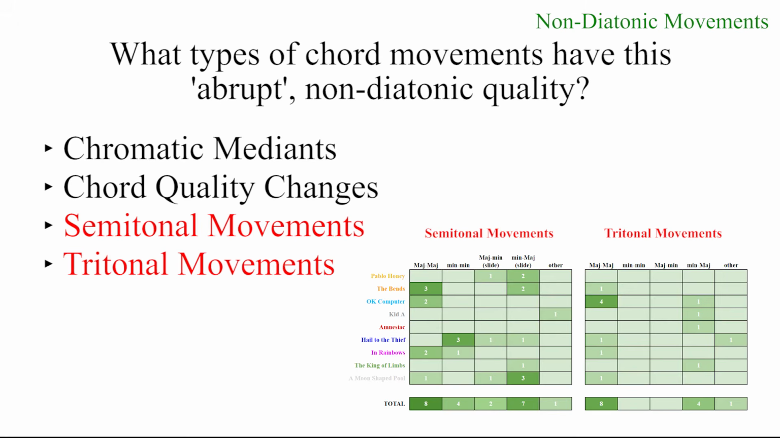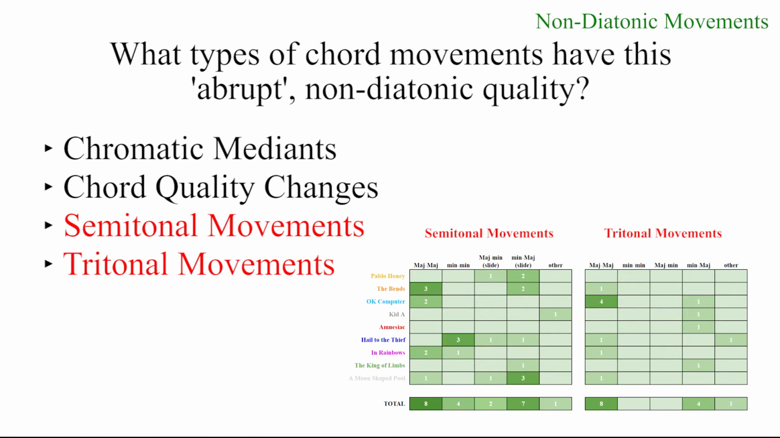Radiohead doesn't use these chord changes quite as much as chromatic mediants or direct chord quality changes, but to use them at all is pretty unconventional in pop music, so they are still a significant factor in Radiohead's aesthetic. There are no strong trends from album to album, but there are specific subcategories they use more than others, preferring major to major semitonal changes over minor to minor, and preferring minor to major slide transformation changes over major to minor. And for tritonal changes, they strongly prefer major to major, with only a smattering of minor to major changes.